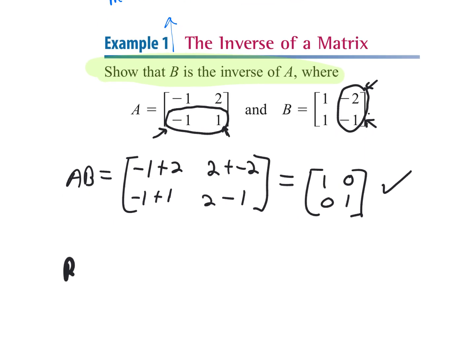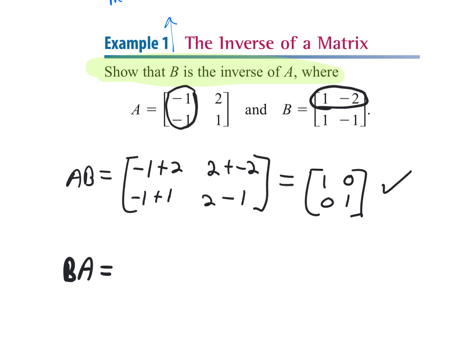All right, so then I'll do the same thing using B times A. So now I'm going to use the rows of B times the columns of A. I'm going to use this row times the first column, and then again, go entry by entry. We're going to do 1 times -1, which is -1. And then -2 times -1 is a +2.